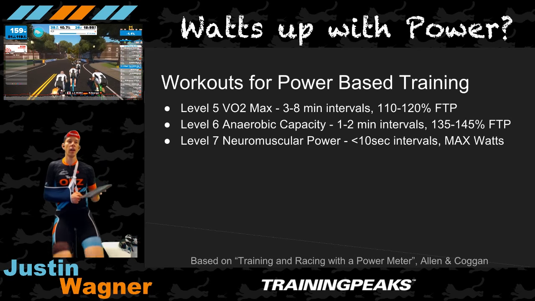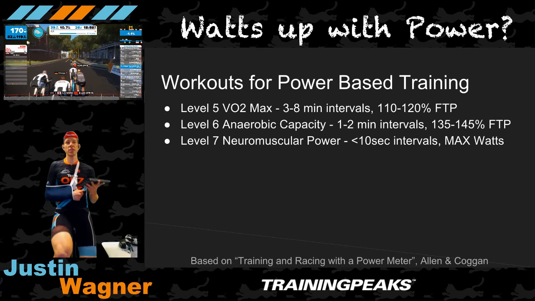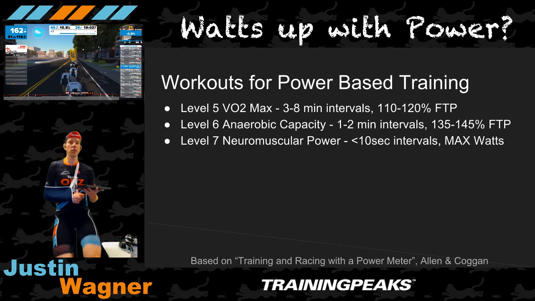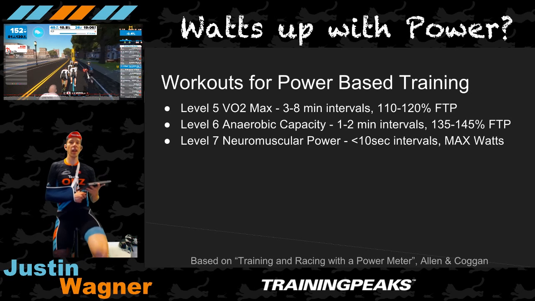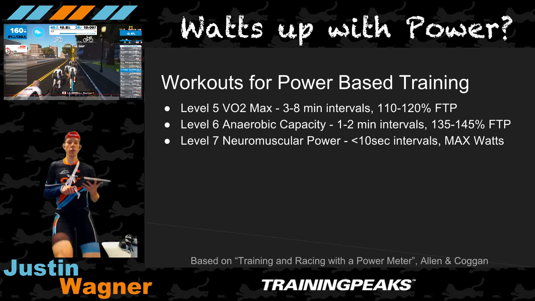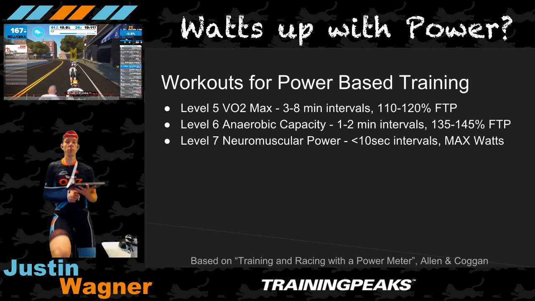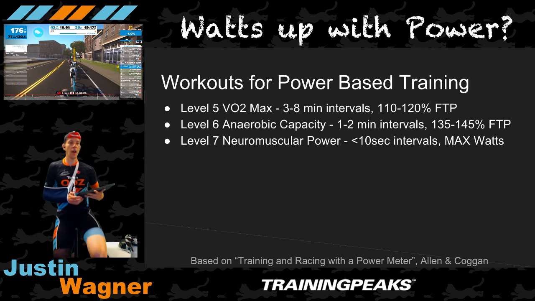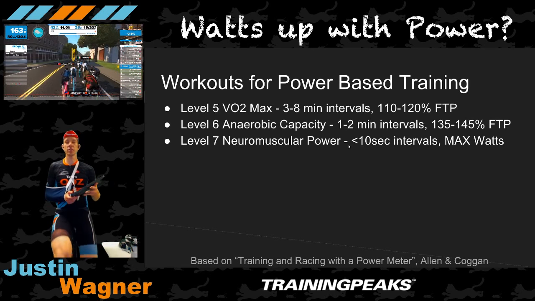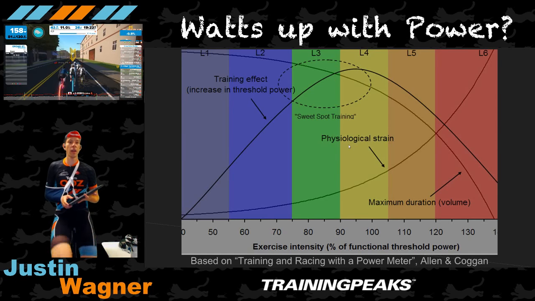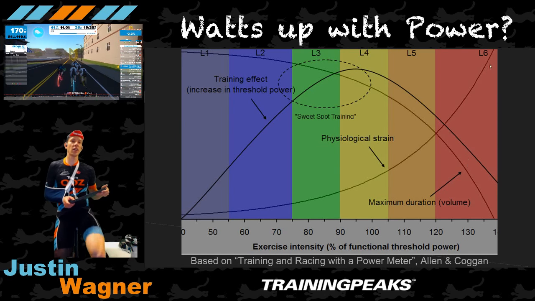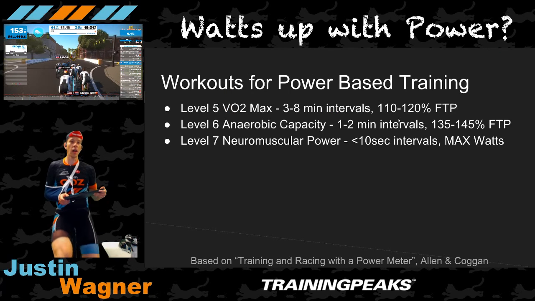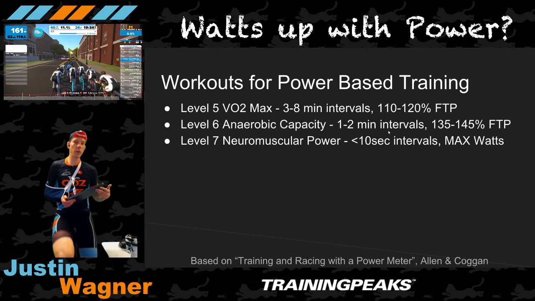And then 7, sprints. So you're doing 10 seconds or under, as many watts as you can do. You're just going to repeat those, and you'll have some rest time, but over and over and over. And the thing there is just as you do more, you'll be able to sustain them longer as well as get the higher power. But again, level 7, as you remember from that chart back here, is going to have quite a bit of physiological strain. Not going to give you much return in your threshold power. So be aware of that.